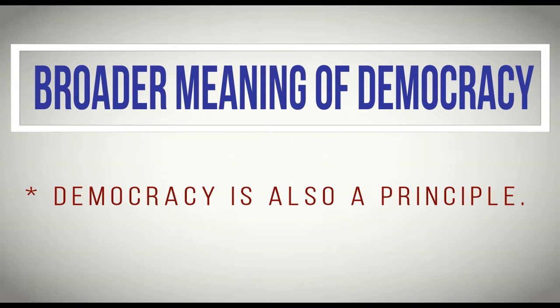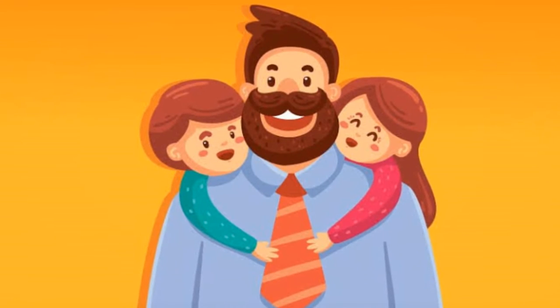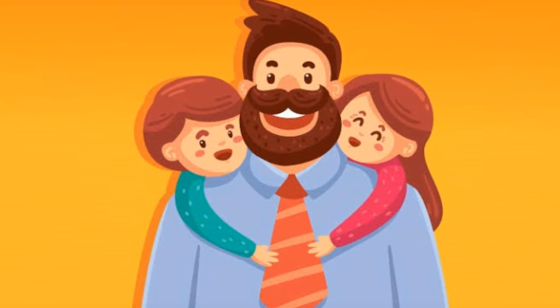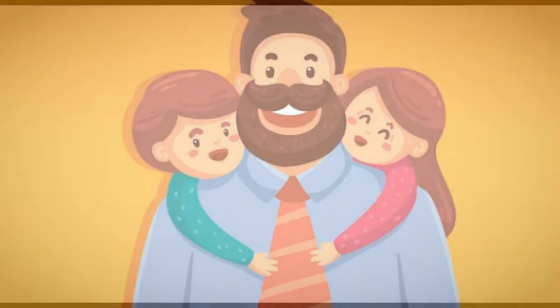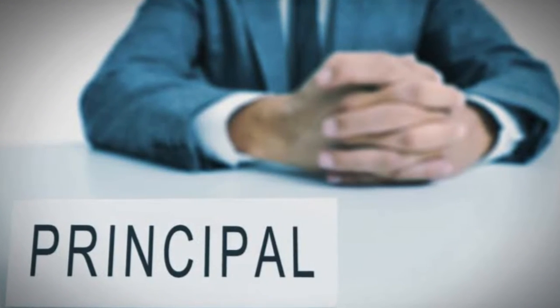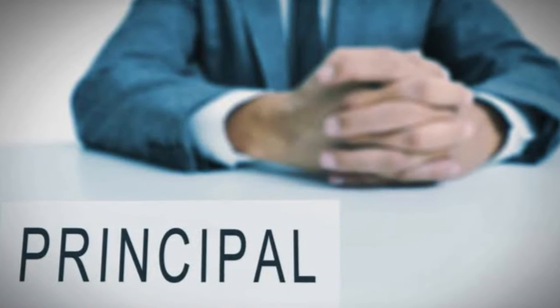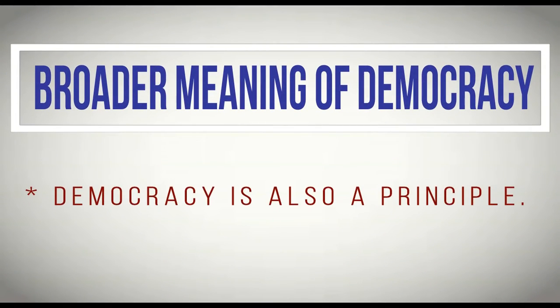This principle you can implement anywhere, within your family, within your friend circle, within your school. Suppose your father is consulting with other family members before taking any decision, then your father is following the democratic principle. One more example I am giving to you. Suppose the principal of a school is consulting with other teachers and the management team before taking any decision, then your principal is following the democratic principle. With these two examples, you can understand that democracy is also a principle apart from being a type of government.